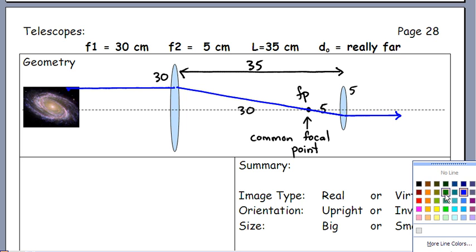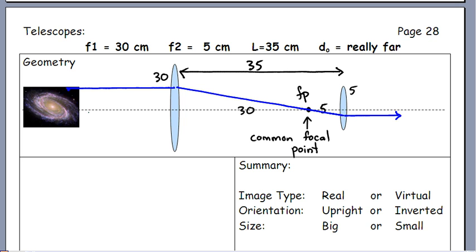Same thing with a ray maybe down here on the bottom side of this galaxy. It comes in parallel, it bends. It's going to go through the focal point of that first lens, but that's the focal point for the next lens. So once it gets to here, it comes out parallel.